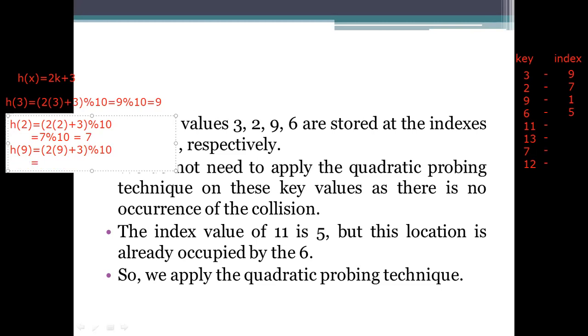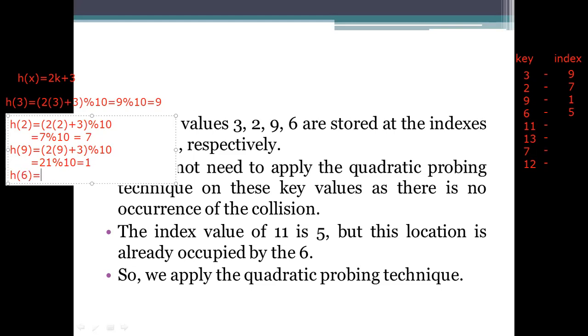18 plus 3, 21. 21 modulus 10, which is equal to 1, because 20 will be divided by 10 to 20 and the remaining is 1 here. Coming to the next one, h of 6.